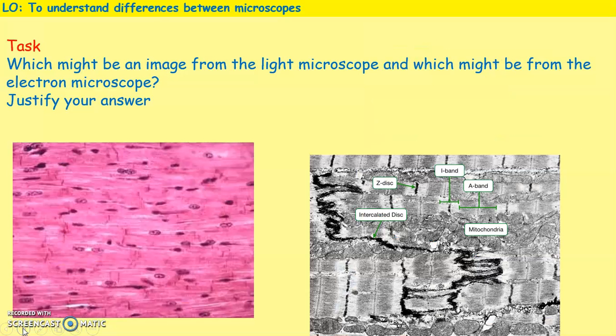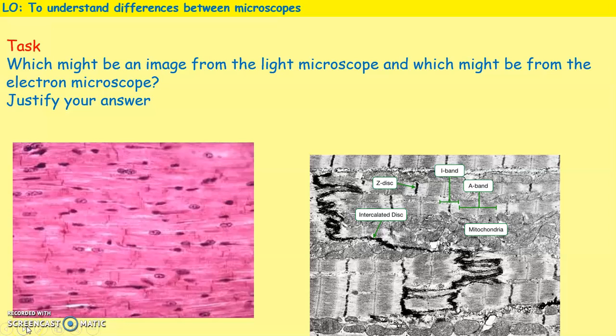So here we've got 2 images. Which do you think is from a light microscope and which is from an electron? Okay, so the pink one here is muscle cells, and this is stained, so we know straight away it's from a light microscope, and this is black and white, so it's from an electron. We can also see this is like a slice taken through the cells, and so this clearly gives us an idea that it's from an electron microscope.